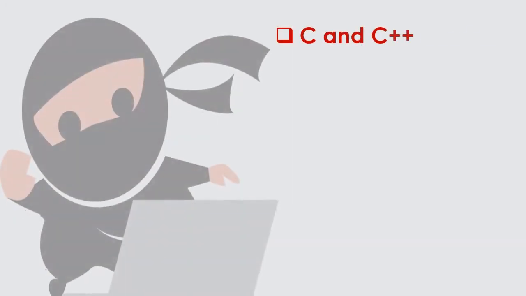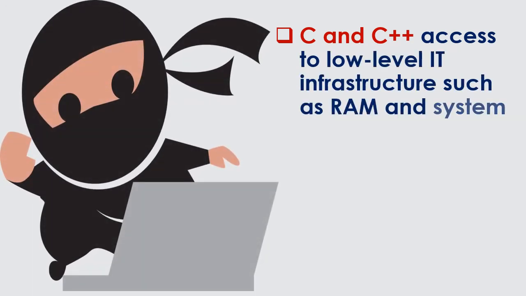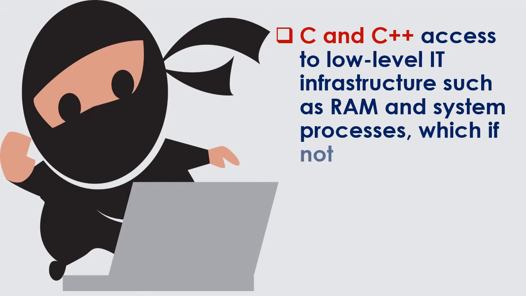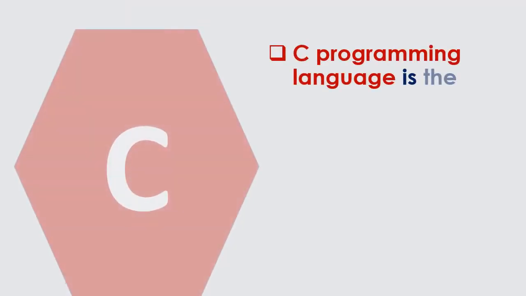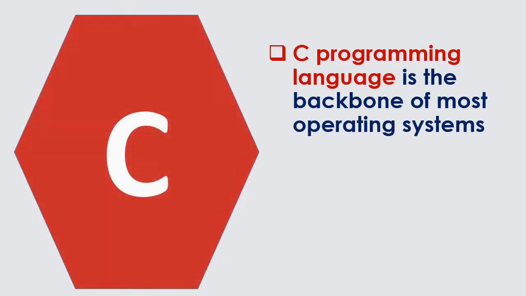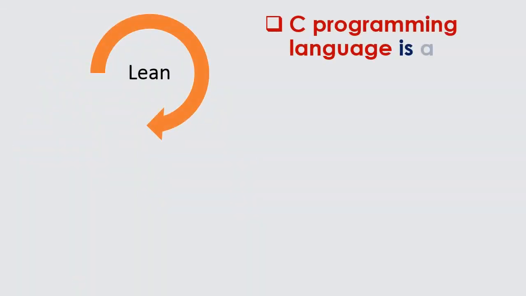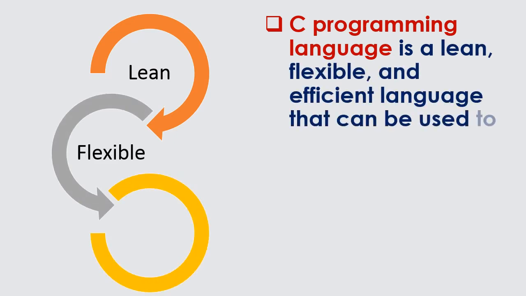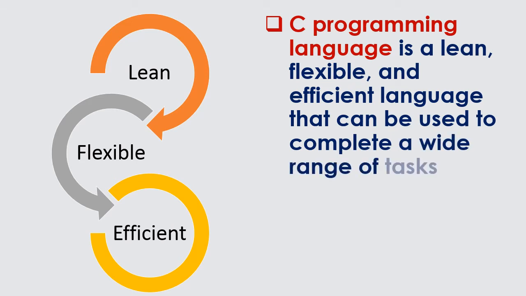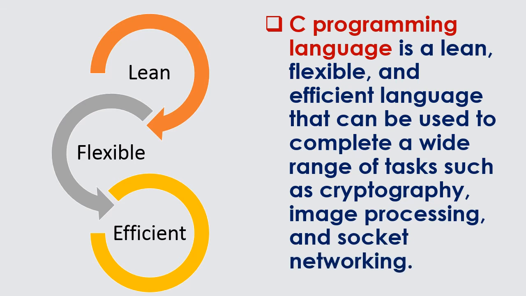C and C++ have access to low-level IT infrastructure such as RAM and system processes, which is not well protected, so hackers can easily exploit it. The C programming language is the backbone of most operating systems. C is a lean, flexible, and efficient language that can be used to complete a wide range of tasks such as cryptography, image processing, and socket networking.